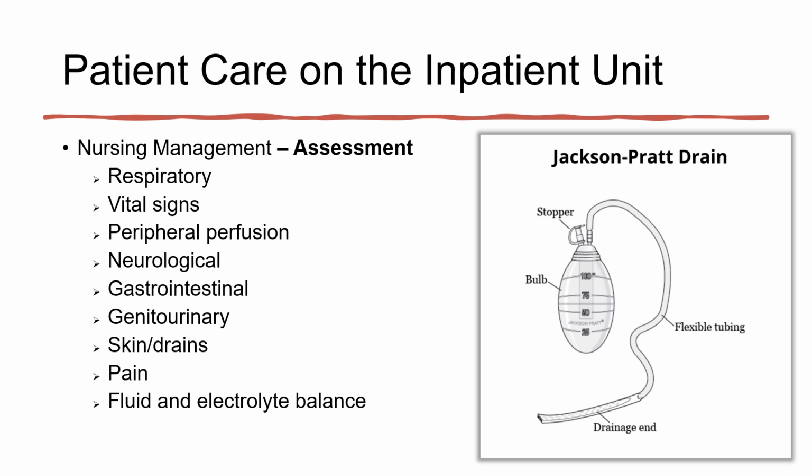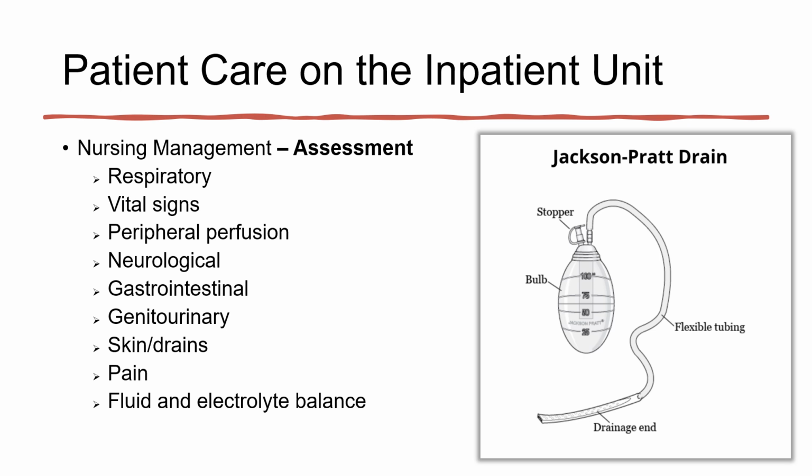So here's a picture of the Jackson Pratt drain. Just a couple things. I know you went over this in Skills Lab. That drain, that bulb should be kept below the wound. So if you have a wound on the side of your abdomen, it shouldn't be kept on top of your abdomen. We want gravity to kind of help drain that.